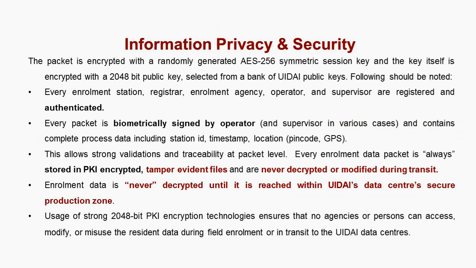The packet is encrypted with a randomly generated AES-256 symmetric session key, and the key itself is encrypted with a 2048-bit public key selected from a bank of UIDAI public keys. The following should be noted. Every enrollment station, registrar, enrollment agency, operator, and supervisor is registered and authenticated. Every packet is biometrically signed by the operator and the supervisor in various cases and contains complete process data including station ID, timestamp, location, PIN code, and GPS. This allows strong validations and traceability at packet level.